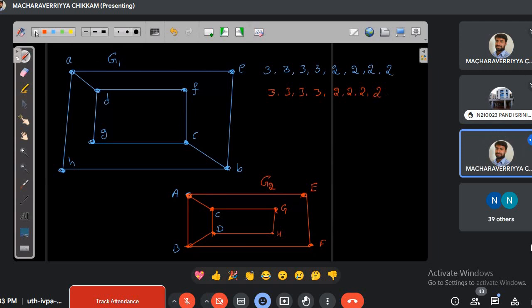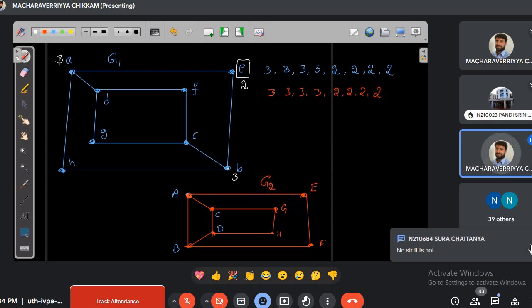Here you look at E, right? So if you look at E, this is of degree 2, right? And if you look at the adjacent vertices, what is the degree of B? Degree of B is 3 and degree of A is also 3. Okay, but now let me see it here. Let me look at a vertex of degree 2 in G2.